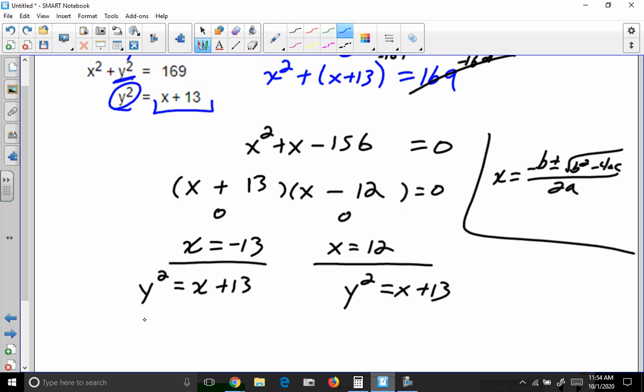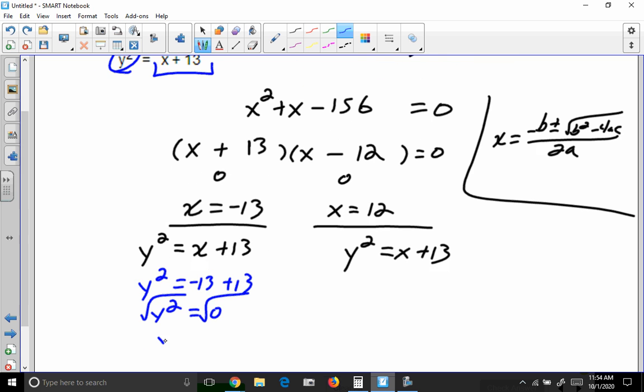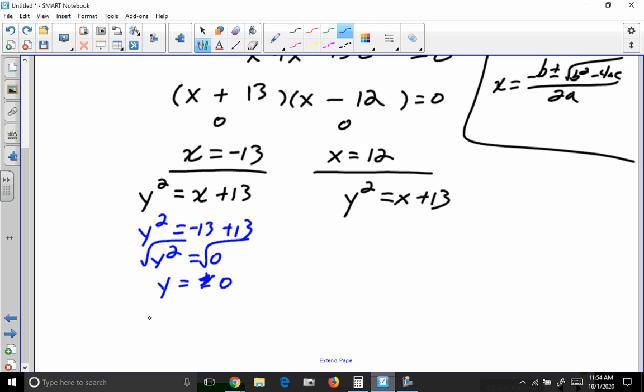So when x is negative 13, we get negative 13 plus 13, which is 0. And if we take the square root of both sides, y is plus or minus 0. Remember, when we take the square root of both sides, we have to include plus or minus. Well, 0 can't be positive or negative, so really just 0. So when x is negative 13, that corresponds to y being 0.